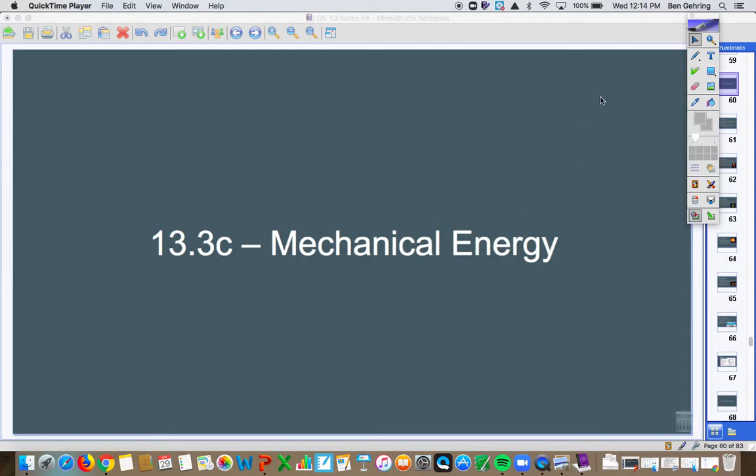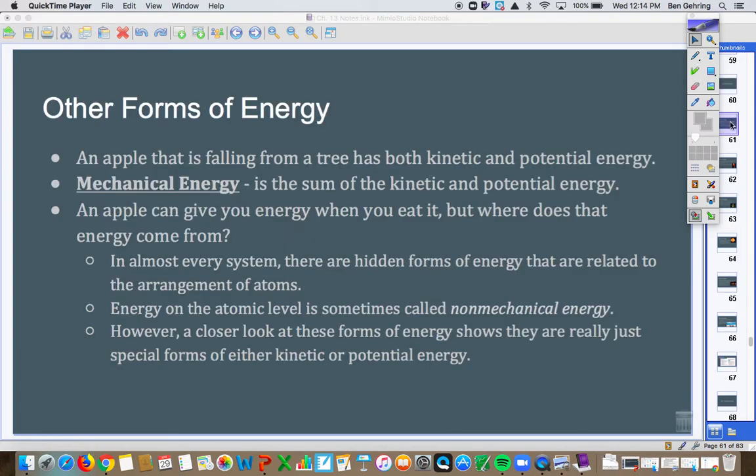So we've talked about kinetic and potential. Now we're going to talk mechanical and expand our understanding of energy as a whole. For starters, mechanical energy is the sum of your kinetic and potential energies. That's going to be really important.